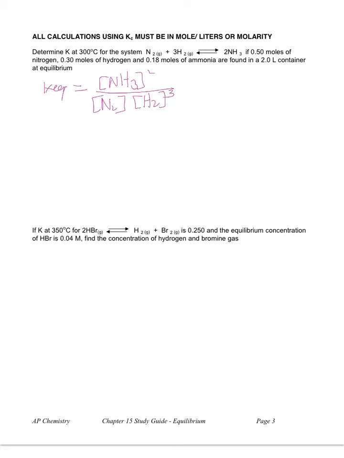Then, if you are trying to find the numerical value for K, which is what we're looking for in this case, then you plug in your values. Now, they give us moles and they give us the volume, so we can figure out the molarity of each of my substances. So, concentration of N2 is equal to 0.5 moles divided by 2 liters, so 0.25 molar.